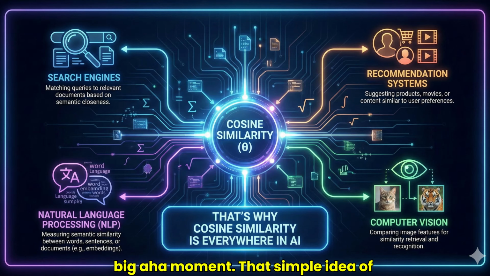And here, this is the big aha moment. That simple idea of measuring similarity is the magic behind so many AI systems. When Netflix says you might like this movie, it's because the vector representing your taste is similar to the vector for that movie. They use something called cosine similarity, and guess what? That's just a fancy version of the dot product that adjusts for how long the vectors are.